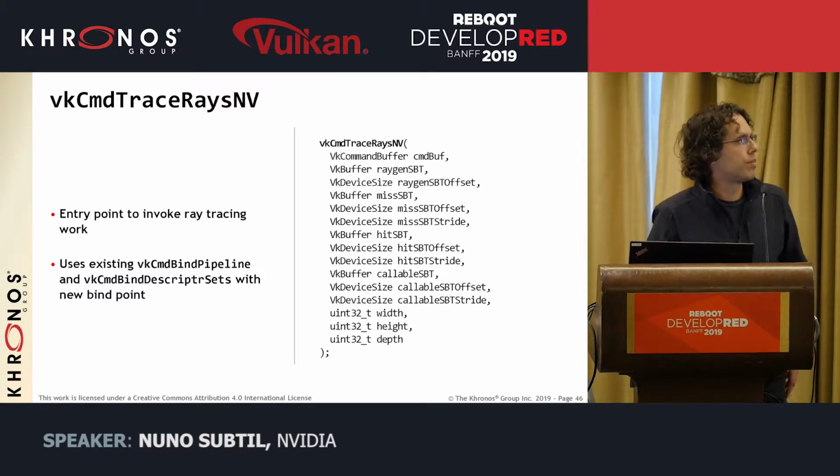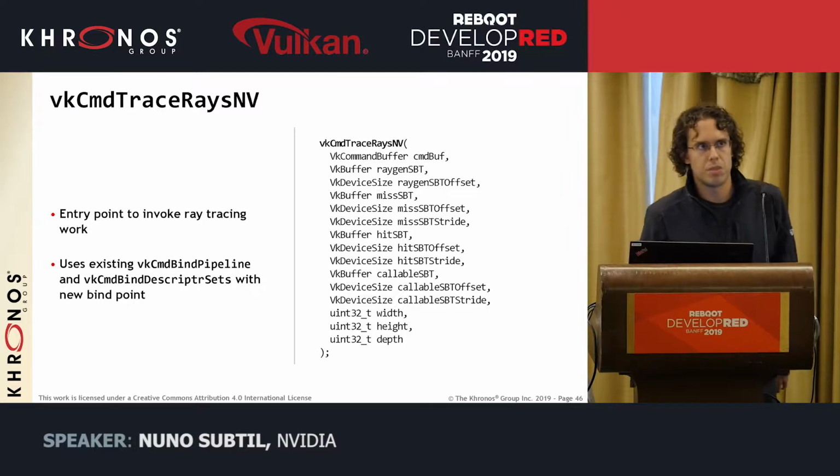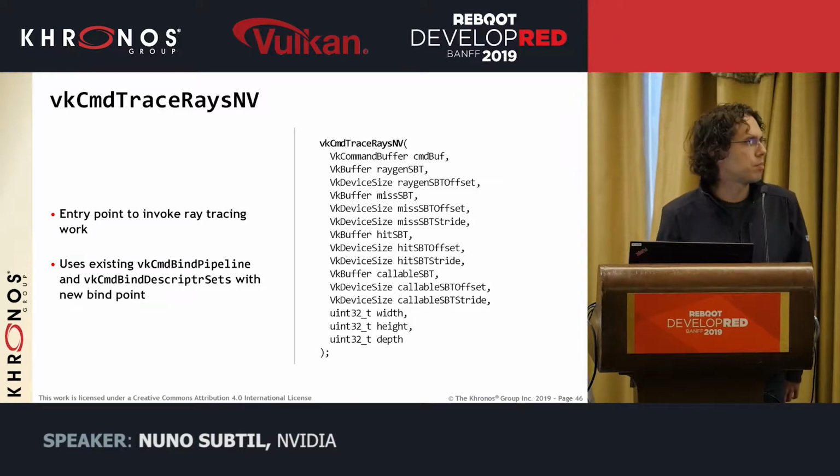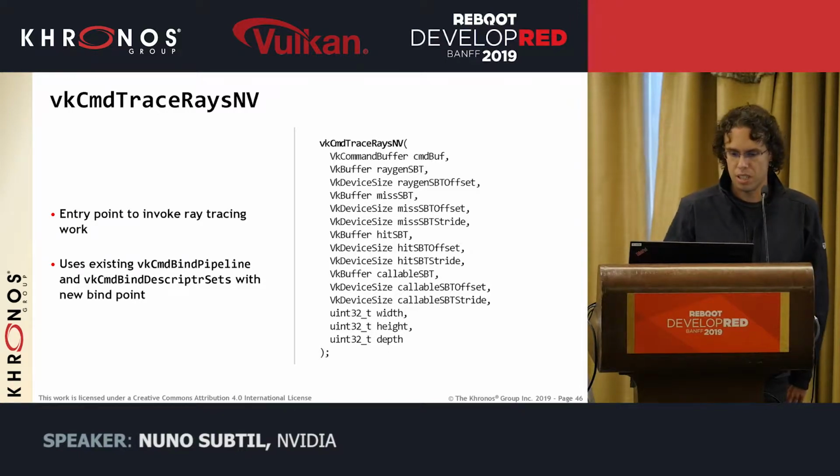And finally, we have the trace rays call. So this is what triggers ray tracing work. It's a regular command buffer command that can be invoked in both graphics and compute, and it reuses the existing bind pipeline functionality. So there's a new bind point for ray tracing PSOs, which you can use for both bind pipeline and bind descriptor sets, and trace rays makes use of that.